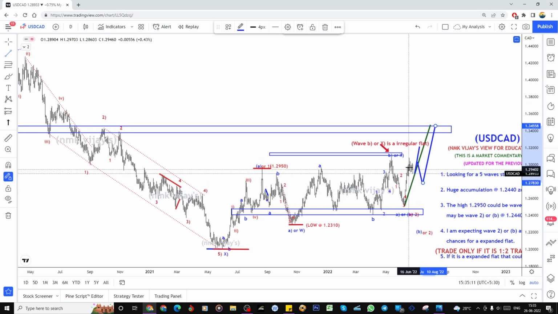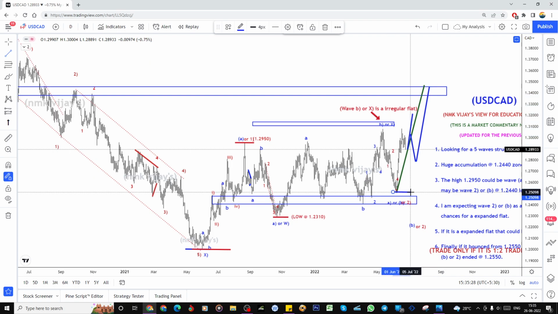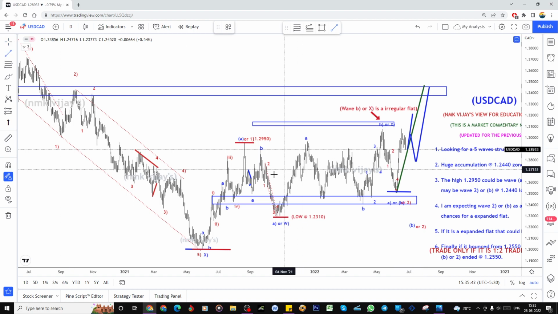But if this is the third wave, it means this is the start and the intermediate of the third wave. So wave 1, wave 2, or it could be a C wave, meaning wave 1, wave 2. Anyway, I'm looking for the target of 1.38 and above for this USD CAD. So I'm making this the stop loss as of now. If it hits this stop loss, I don't have any idea what else it can do, because in my view it has already made an irregular flat pattern here.